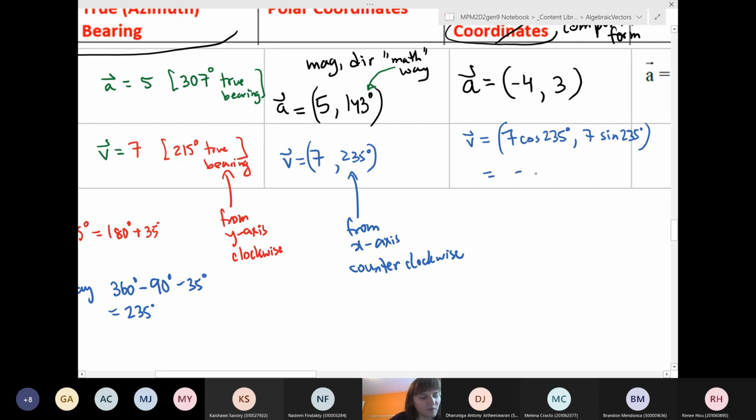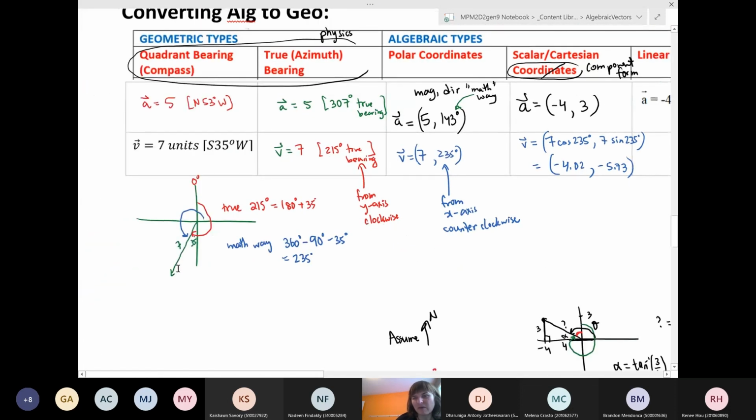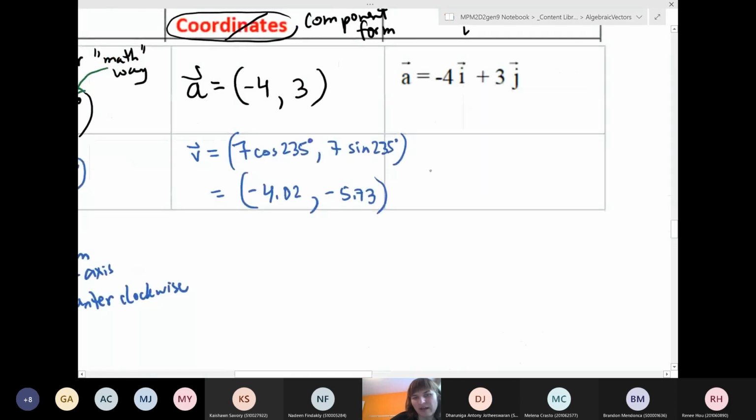So it says it's negative 4.02 roughly. Okay, and then 7 sine of 235 is negative 5.73 roughly. And if you actually look at my picture, I know I didn't draw it very precisely, but basically it's saying you're going left 4 units and down almost 6 units. Okay, and that's a very easy conversion. And now this last one is just another way of writing it. It's my least favorite version of recording it. You would say negative 4.02 with i, minus 5.73 with j.